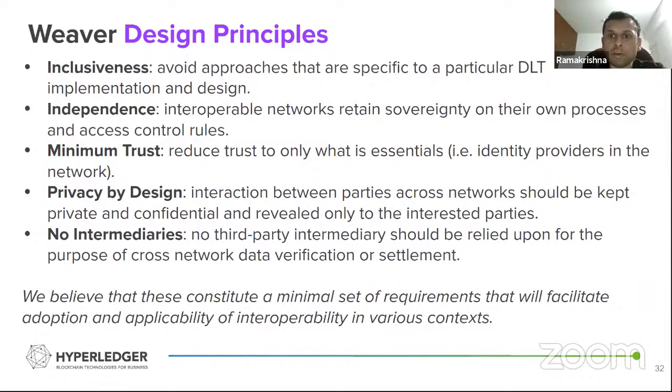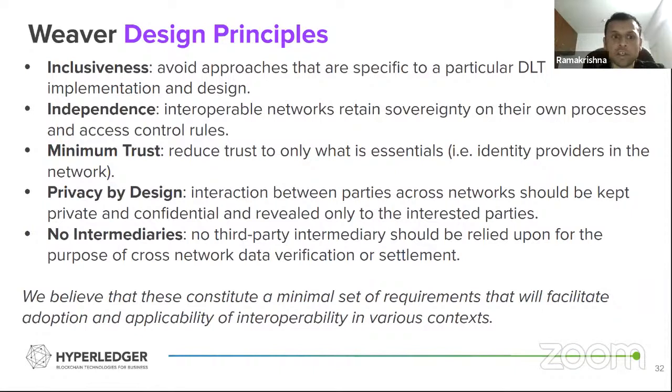If your networks are running on Fabric or Sawtooth or Corda, it should not matter. The interoperable networks must retain sovereignty on the processes as well as the rules by which they govern access. So networks should be able to determine when and how they interoperate with another. Minimal trust footprint, of course, standard security principle.